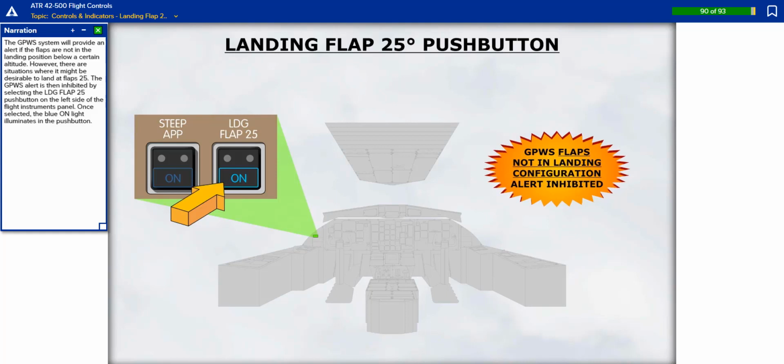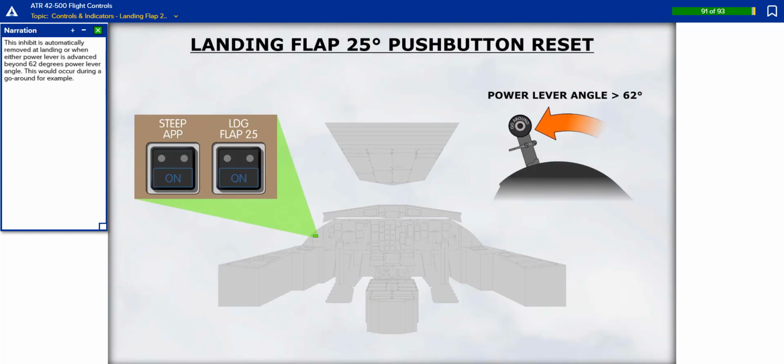The GPWS system will provide an alert if the flaps are not in the landing position below a certain altitude. However, there are situations where it might be desirable to land at flaps 25. The GPWS alert is then inhibited by selecting the landing flap 25 push button on the left side of the flight instruments panel. Once selected, the blue ON light illuminates in the push button.